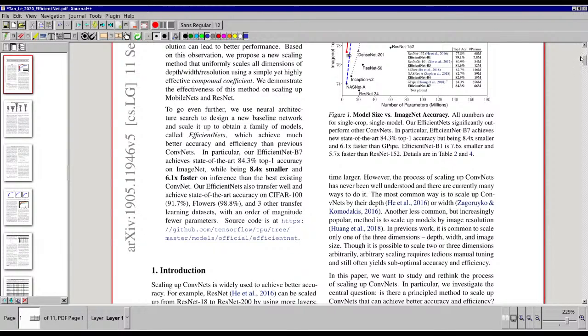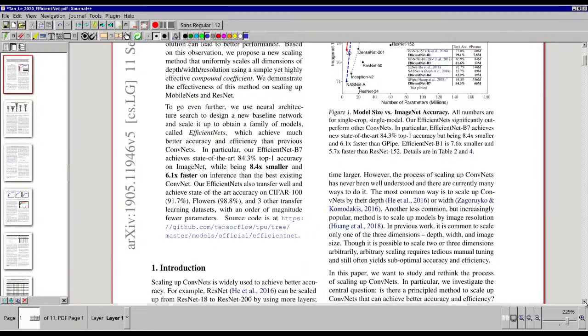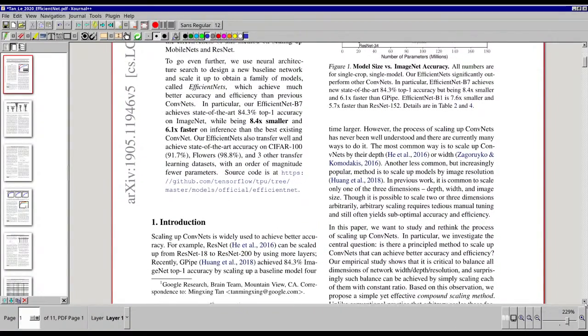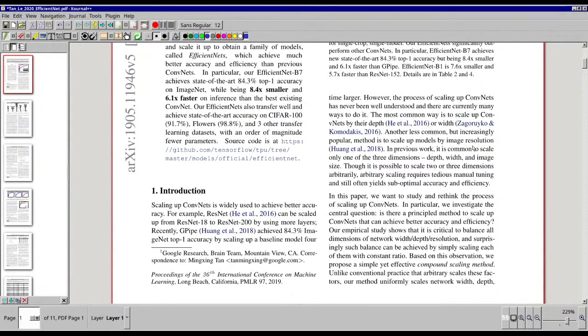The most common way is to scale up ConvNets by their depth. Another less common, but increasingly popular, method is to scale up models by image resolution. In previous work, it is common to scale only one of the three dimensions: depth, width, and image size. Though it is possible to scale two or three dimensions arbitrarily, arbitrary scaling requires tedious manual tuning and still often yields suboptimal accuracy and efficiency.